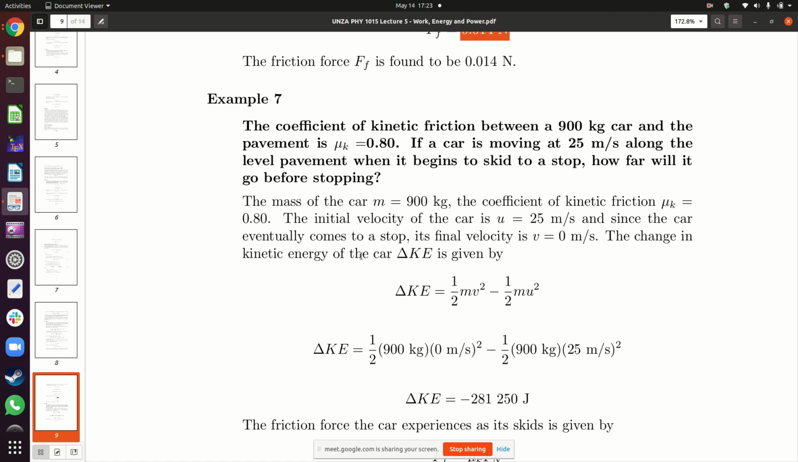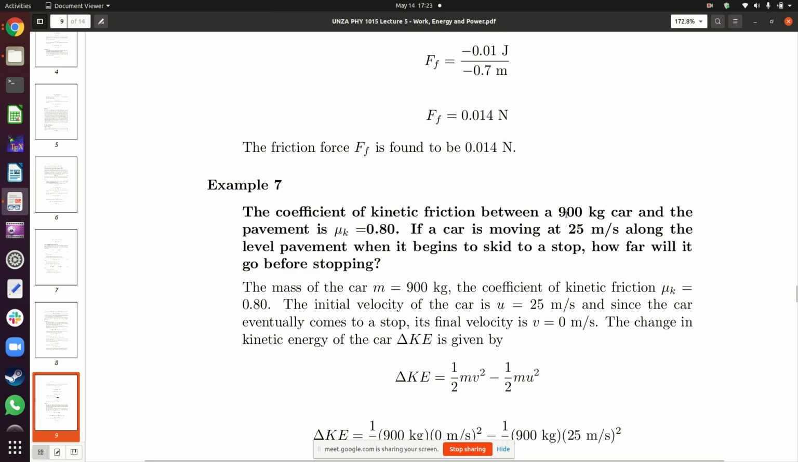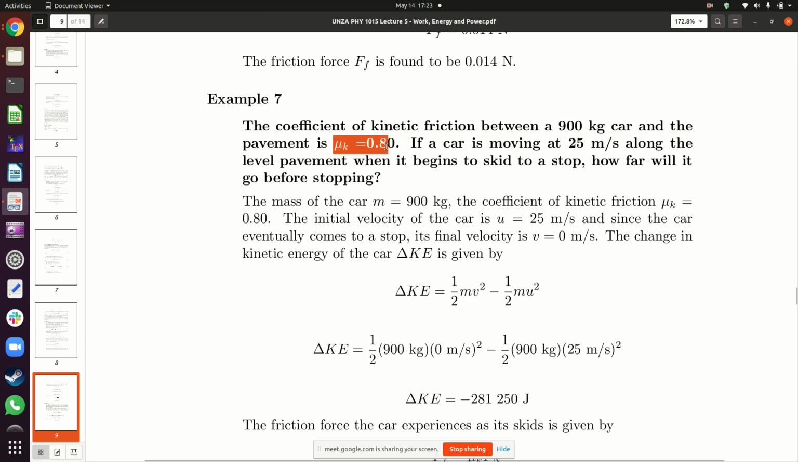So again, this question is basically the opposite of what you're doing here. So we have a car with a mass of 900 kg. The coefficient of friction, we are told, is 0.8. So you know that there's friction at work here. Friction is the one which is going to bring this car to a stop. The initial velocity of the car is 25 meters per second. And of course, we are told the car skids to a stop, which means it's going to have a final velocity of 0. So the velocity of the car changes from 25 meters per second to 0. We are also told that the pavement is level.